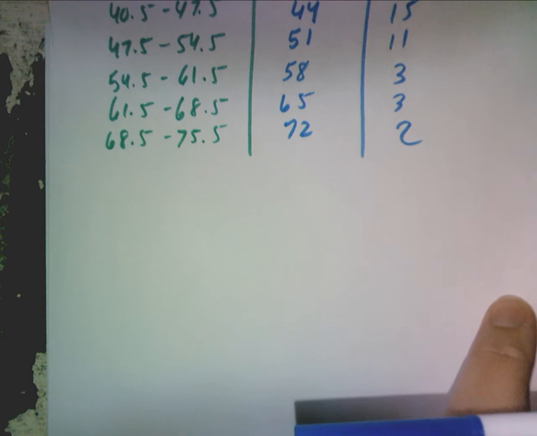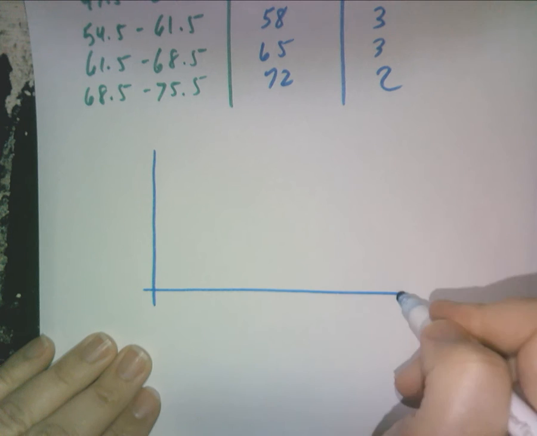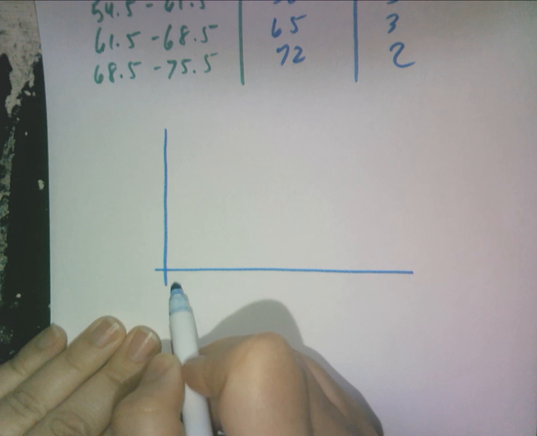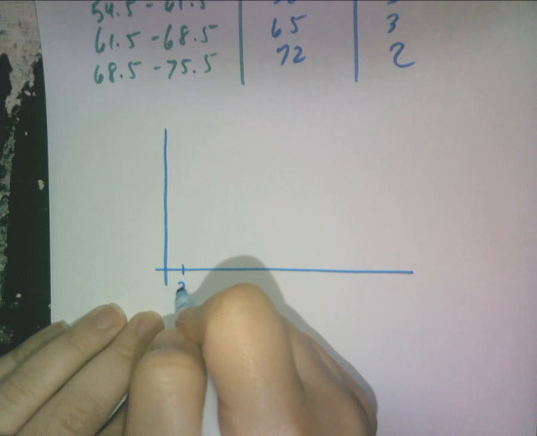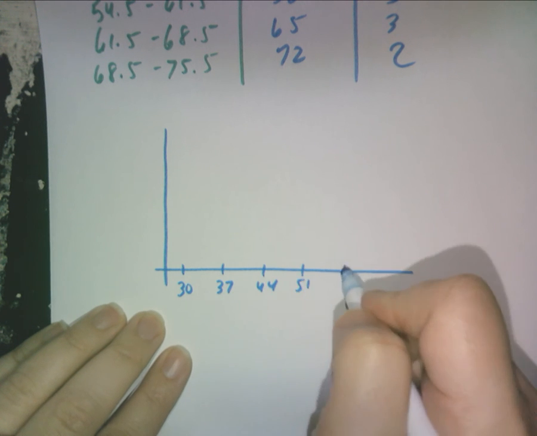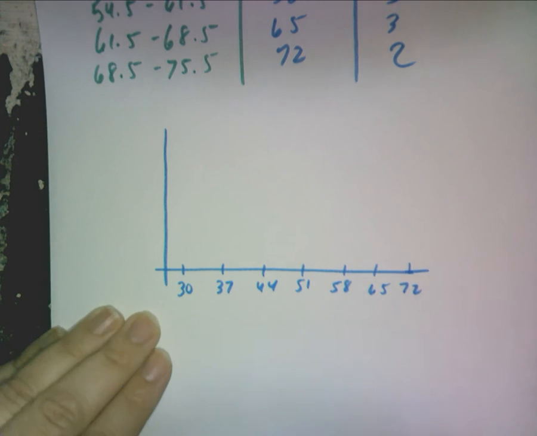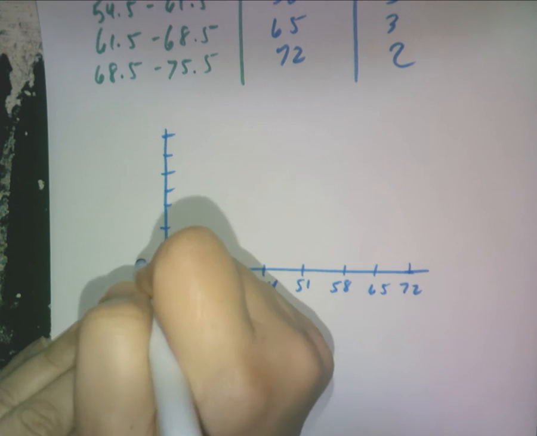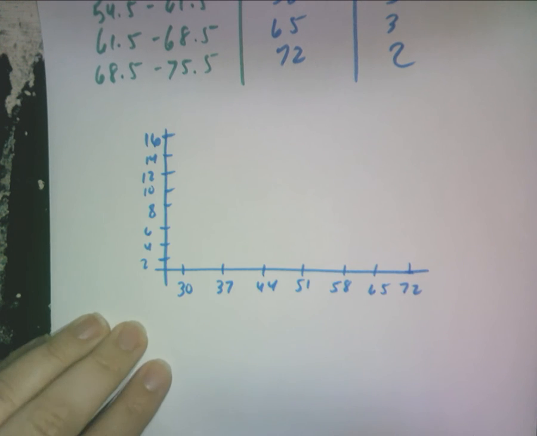Now, how do I actually draw the frequency polygon? It really looks the same again, okay? Except instead of labeling the boundaries on the bottom, you're going to label the midpoints. So you're going to put 30, 37, 44, 51, 58, 65, 72. You're still going to have the same y-axis up here. 2, 4, 6, 8, 10, 12, 14, 16.